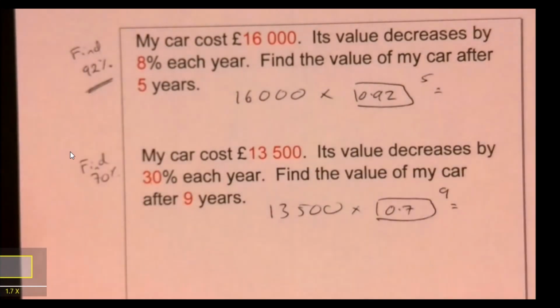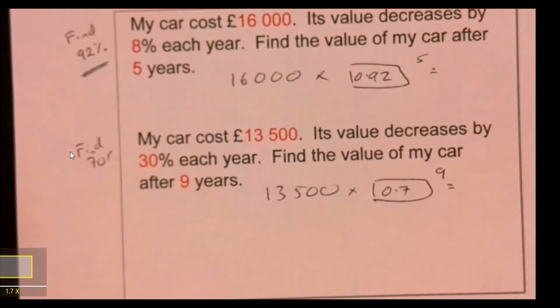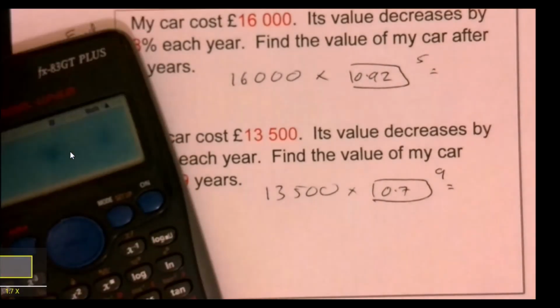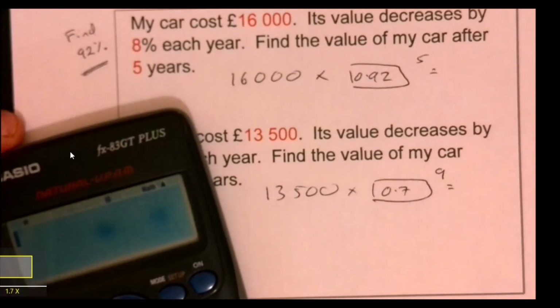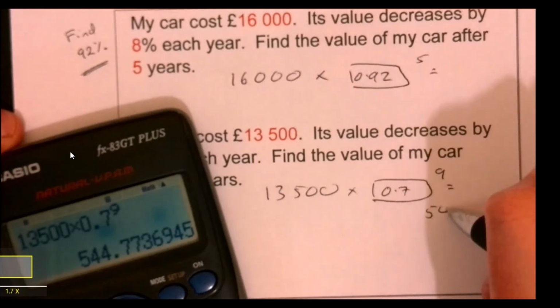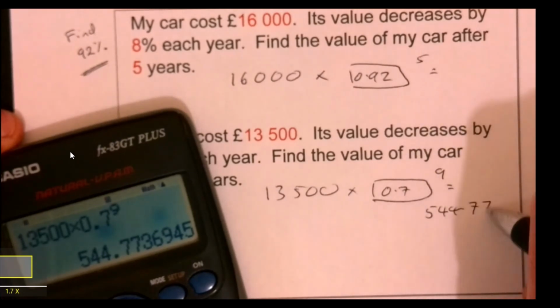Now I'm just interested to see what that actually is, because those of you who know anything about values of cars, it doesn't really necessarily work exactly that way. But let's have a little look. It's going to be multiplying by 0.7 to the power of 9. Let's see what sort of number that gives us. So it gives us 544.77 pounds.